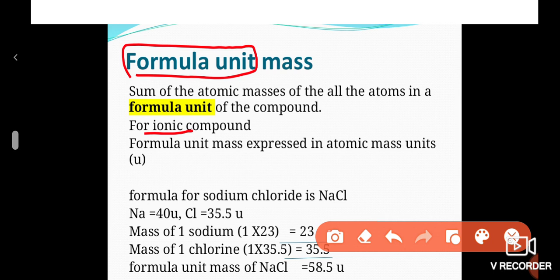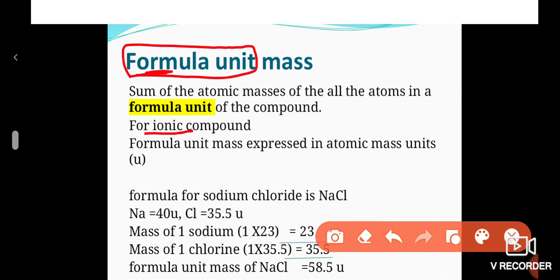In molecular mass, it indicates the mass of a molecule. Here the formula unit mass represents the mass of one formula. Okay. Especially the word formula is used to denote the ionic compound. The word alone changes, and all the remaining steps are similar to molecular mass. Okay.